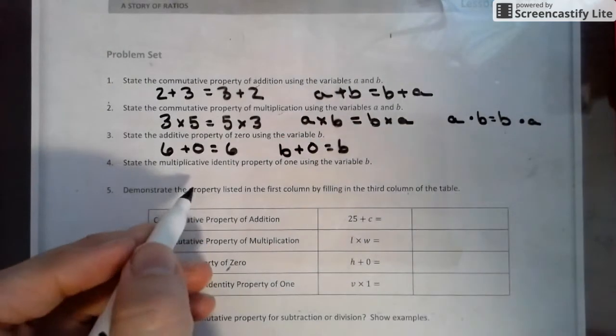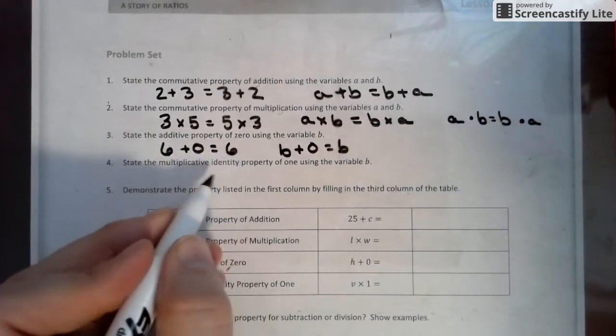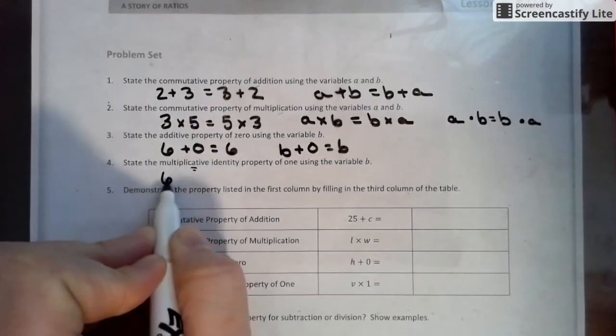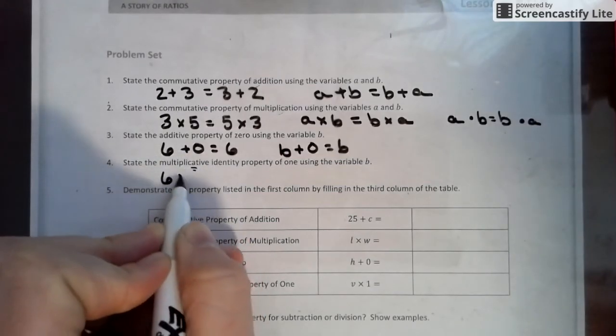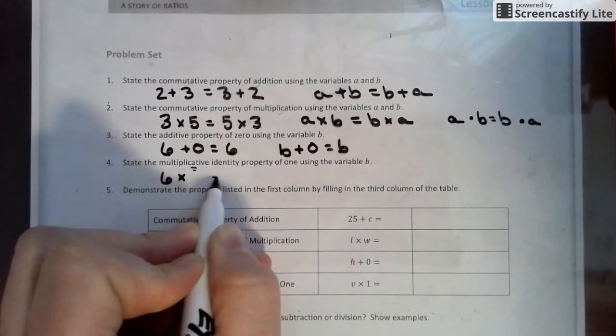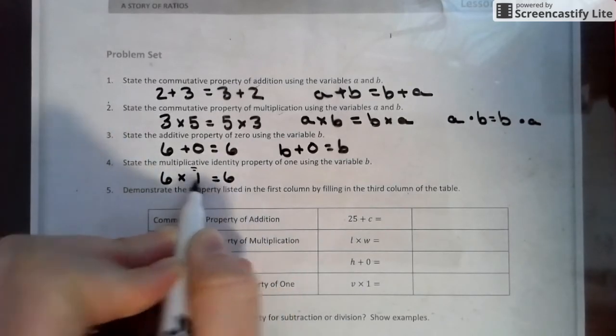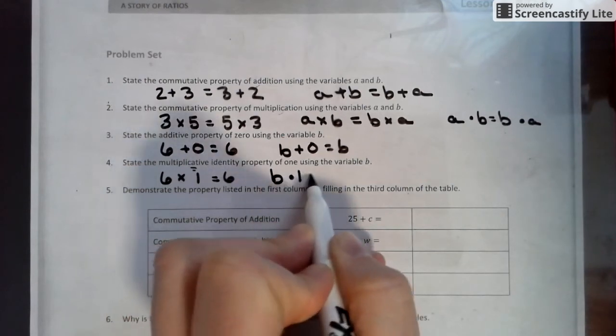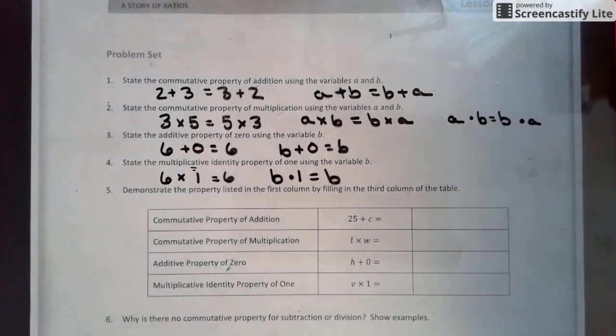State the multiplicative identity property. So we're looking for multiplication. So obviously we wouldn't use a 0 here. We would use what would give us that 6 back, which would be a 1. So if I replace that with a b, it'd be like b times 1 equals b.